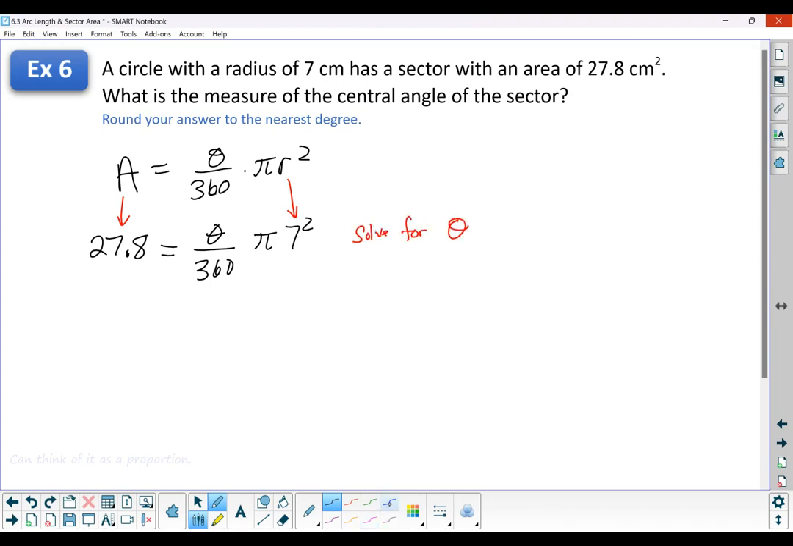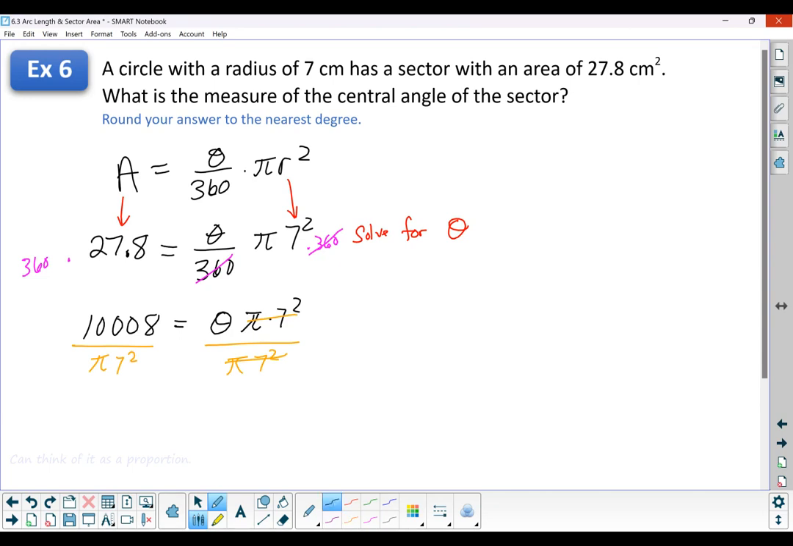So the first thing that we want to do is we've got a denominator of 360. We want to multiply both sides of our equation by 360 in order to clear that denominator. So on the left, I have 360 multiplied by 27.8, and that is 10,008. So now we have a theta, a pi, and a 7 squared. So we want the theta by itself, so we can divide by the pi and the 7 squared. Just make sure you put it in your calculator in the fraction form like this.